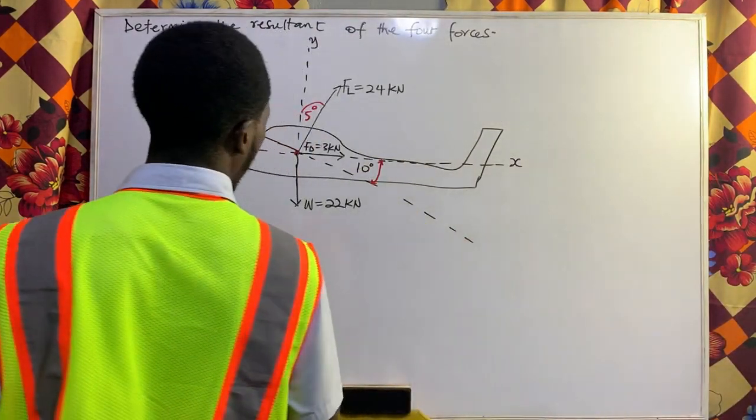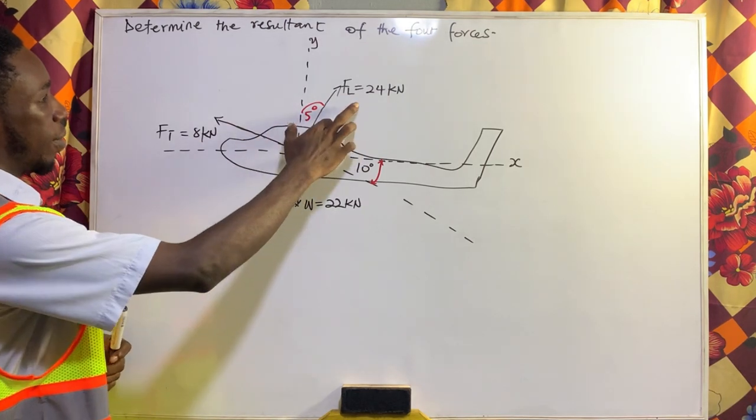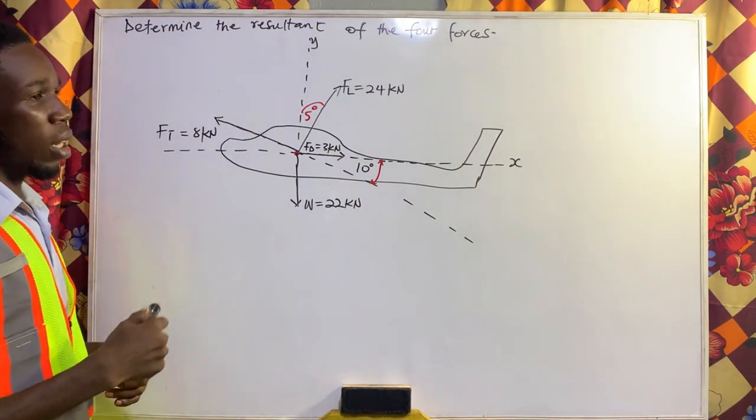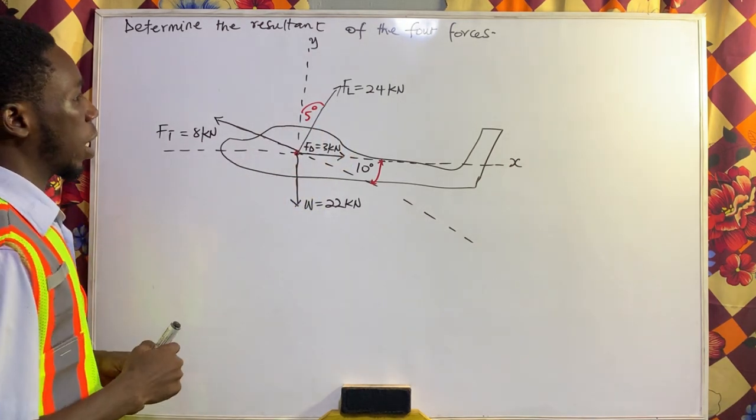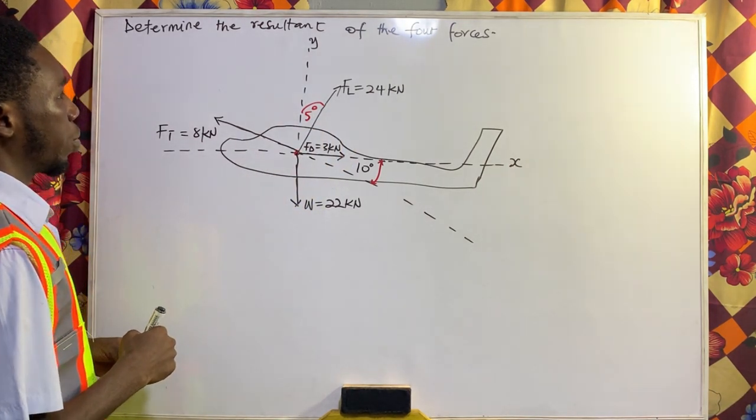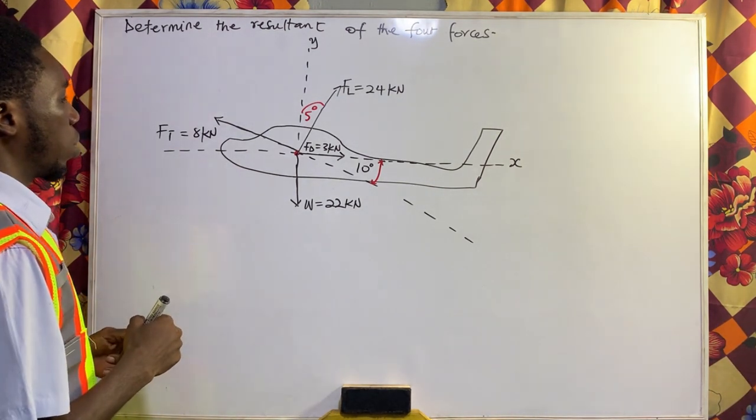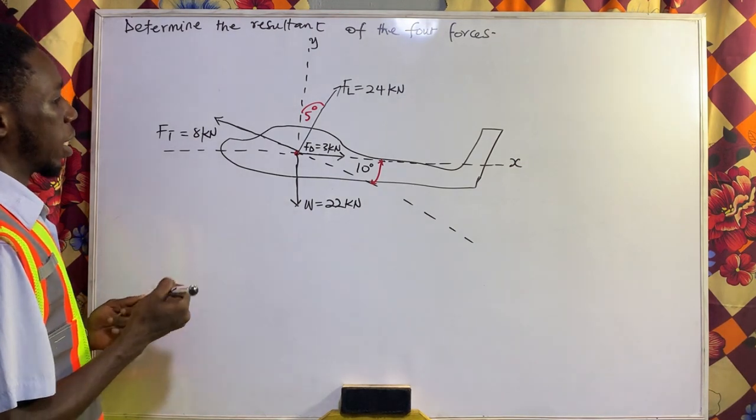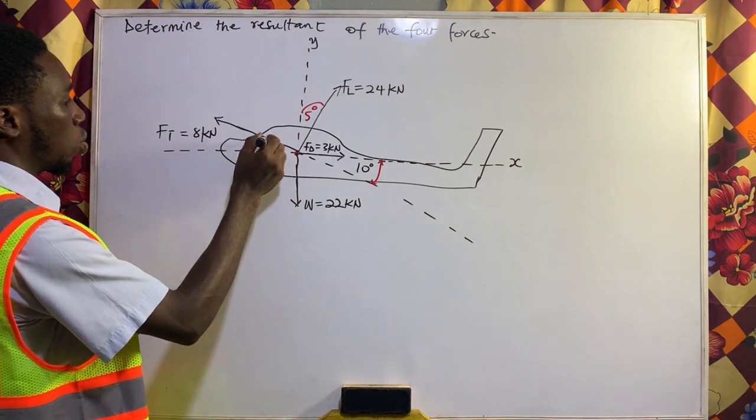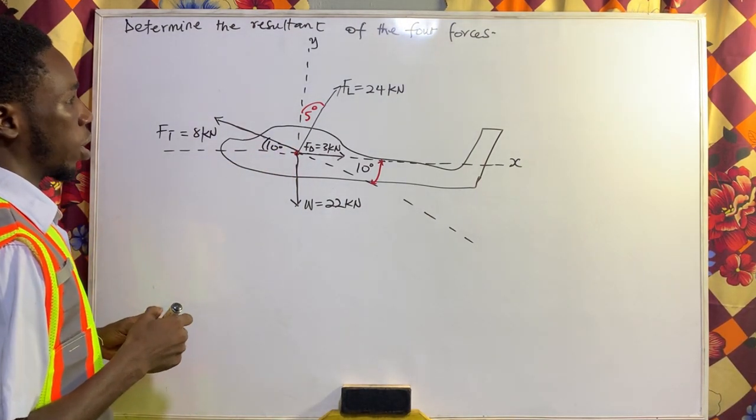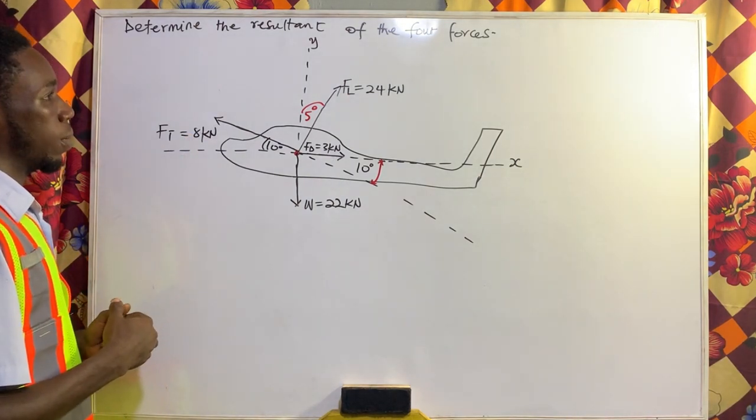Okay, so the first thing you're going to do is to resolve these two forces, that's the lift force and then the thrust force, into their various components. The lift force makes an angle of 5 degrees with the y-axis, and then this also makes an angle of 10 degrees with the negative x-axis. Okay, directly opposite angles, so we always have 10 degrees here also. Okay, so now let's resolve these two forces into their various components.